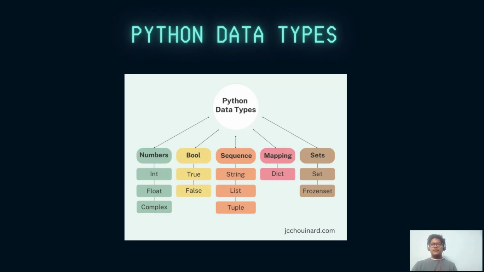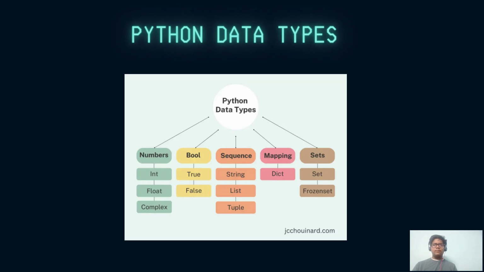Numeric data types. These are used to store numbers. They include integers, floating values, and complex numbers. Now let's move on to the next type of data, that is sequential type of data. In Python, we have a special feature which helps us to store multiple data in a sequence, and there are three types: list, tuple, and string. Let's see each of them.